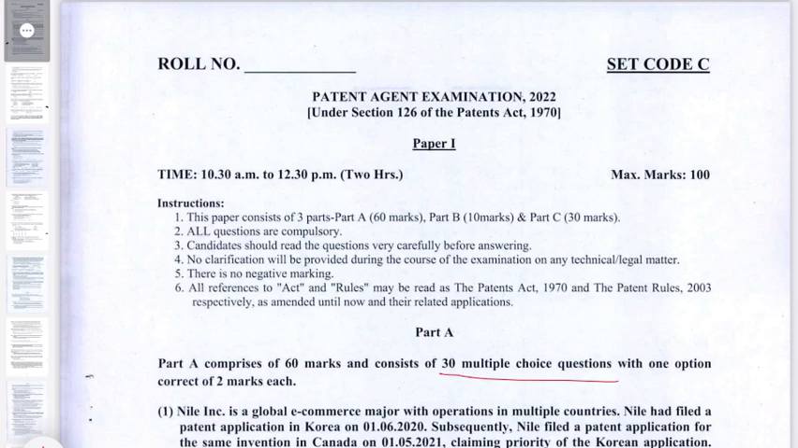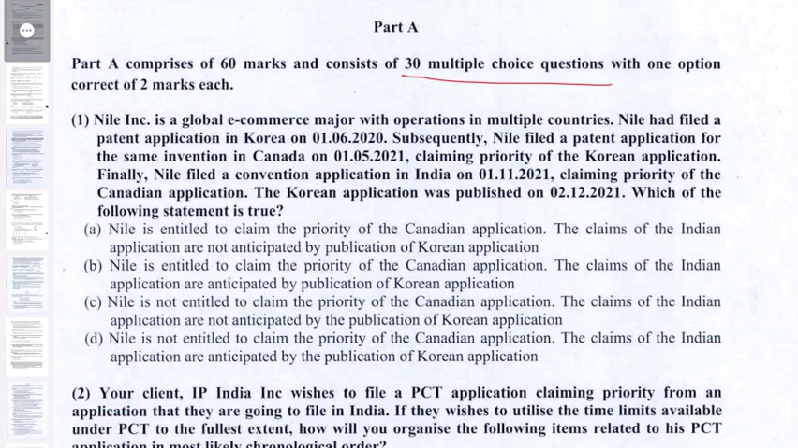The first question is, Nile Inc. is a global e-commerce major with operations in multiple countries. Nile has filed a patent application in Korea on 1/06/2020. Subsequently, Nile has filed a patent application for the same invention in Canada on 1/5/2021, claiming priority of the Korean application. Finally, Nile filed a convention application in India on 1/11/2021, claiming priority of the Canadian application. The Korean application was published on 2/12/2021. Which of the following statements is true?